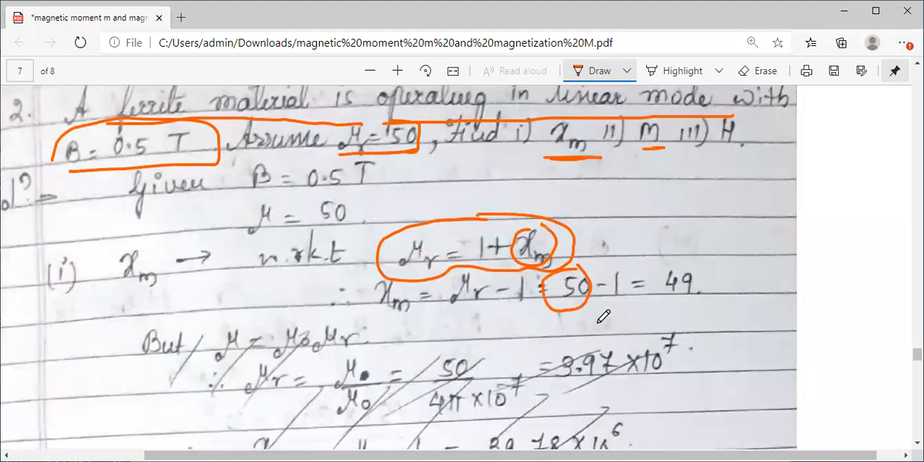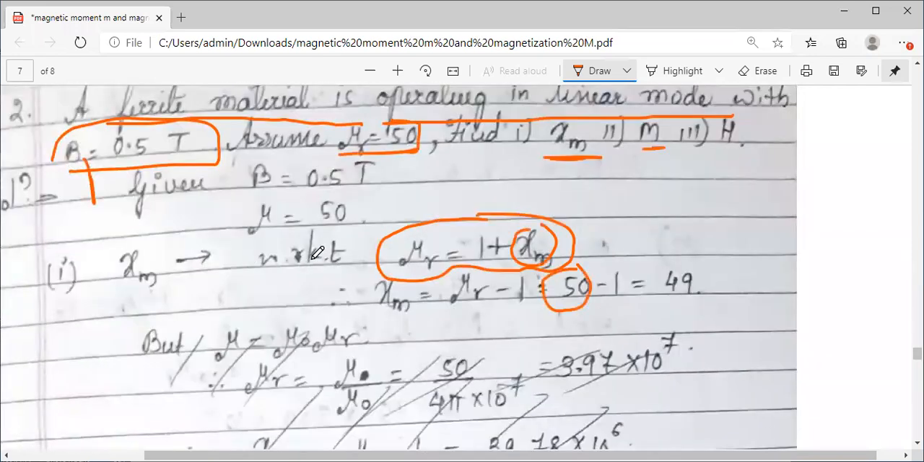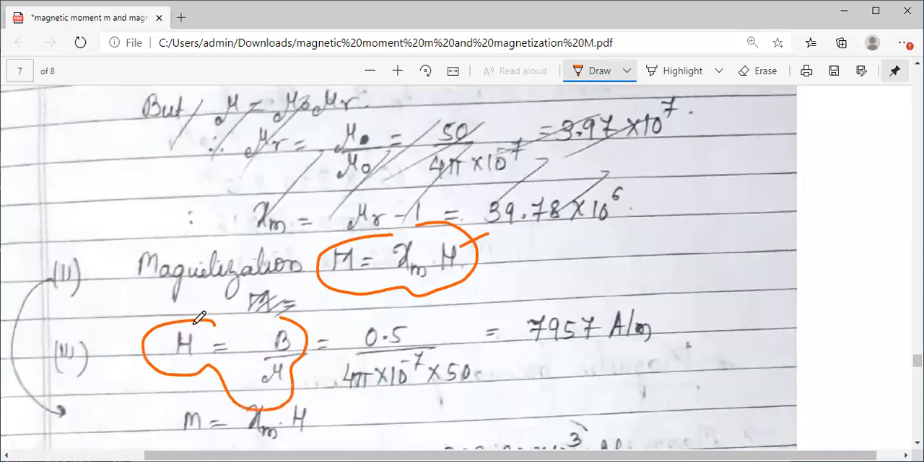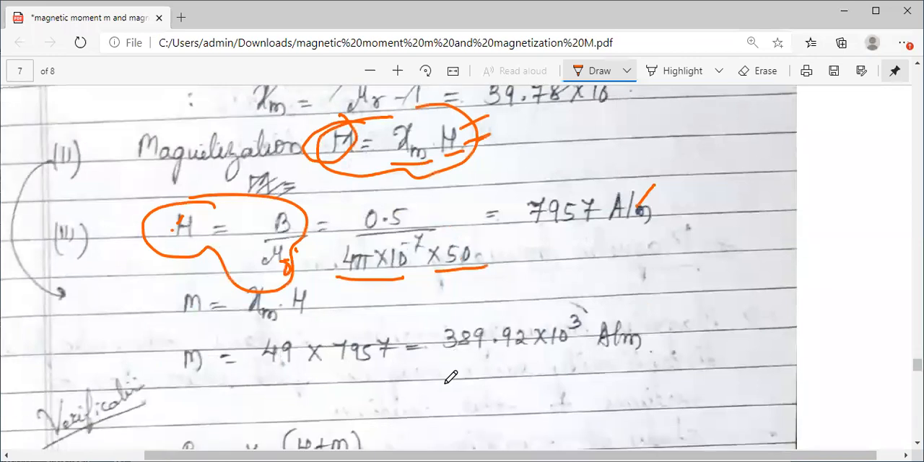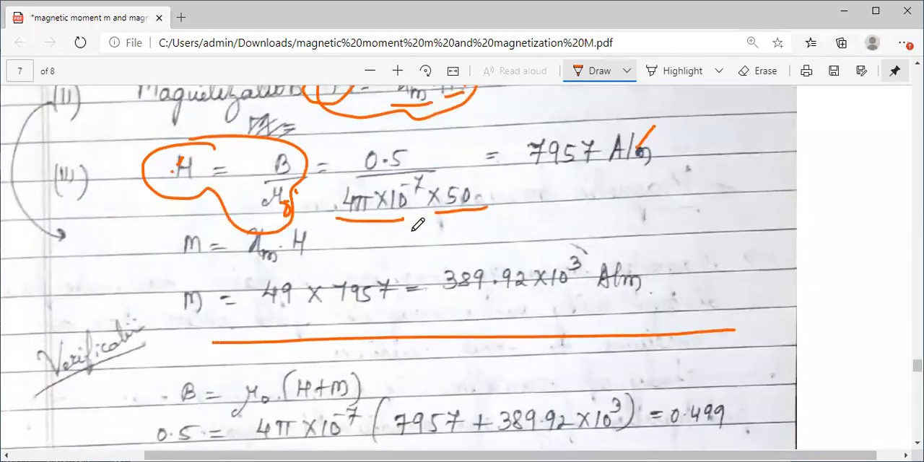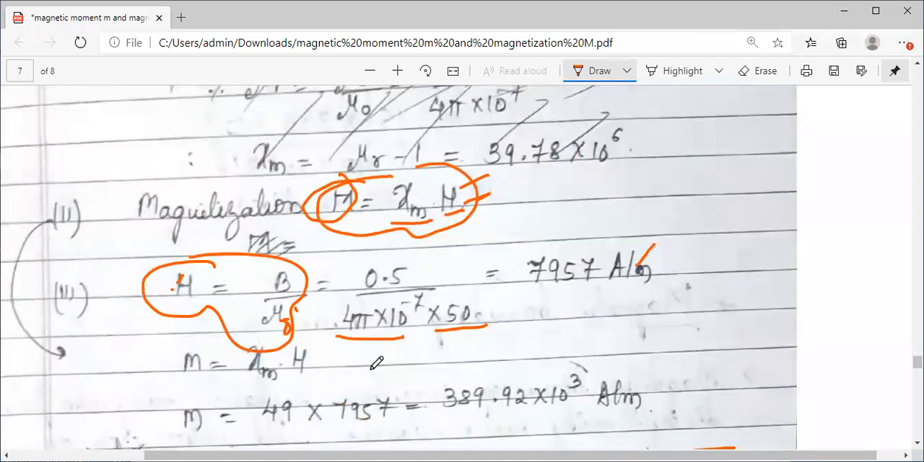Then you have to find magnetization M. To find the magnetization, it is chi into H. But H is not given. Instead, B is given to you. So take the help of B equals mu H. So H will be B by mu. But mu is not simply mu naught, you have to take mu naught into mu r. Mu naught is known, mu r is given as 50. So calculate H, you will get some value. H is in ampere per meter. And once you calculate H, magnetization can be found. Susceptibility we know, H we have found. So you can calculate this. I have verified my answers, whether they are correct or not, by this equation. It is not given in the question, but you can verify the answer.